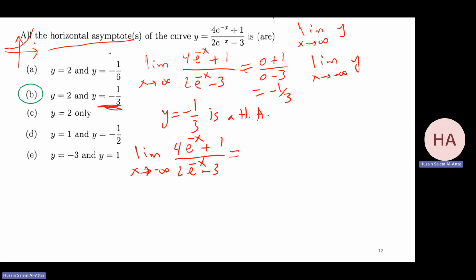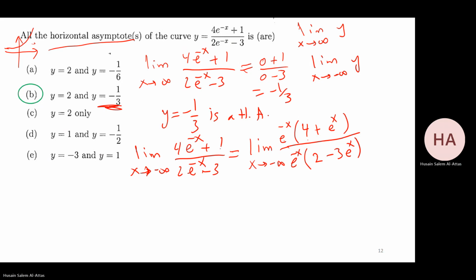One idea to do this, you take a common factor. Take e to the minus x common factor. The remaining is what? 4 plus e to the power x. Always you can check. This times this is 4. This times this is e to the power 0, which is 1. Okay, I'm doing fine. We'll do this also. Take e to the minus x. What you are getting? 2 minus 3 e to the power x. Now I can cancel this one since they are the same.